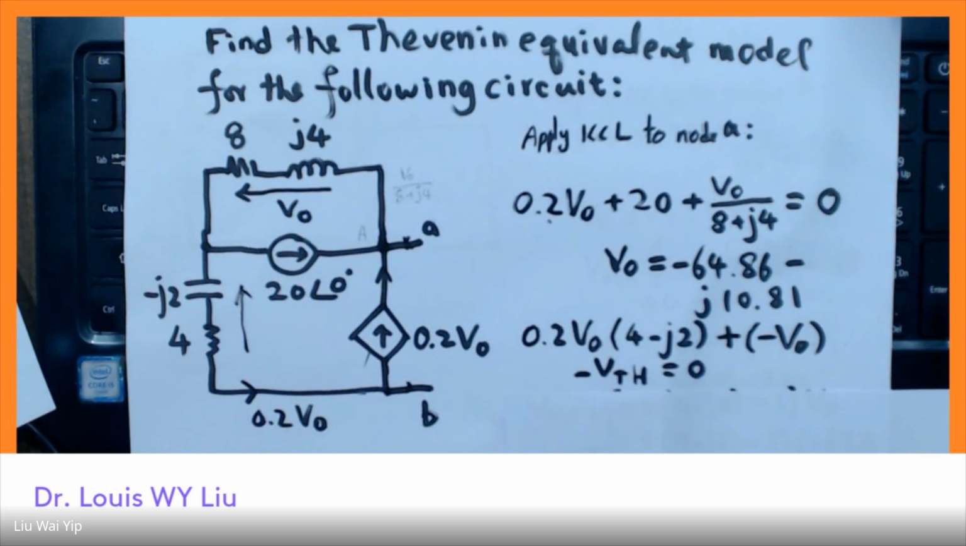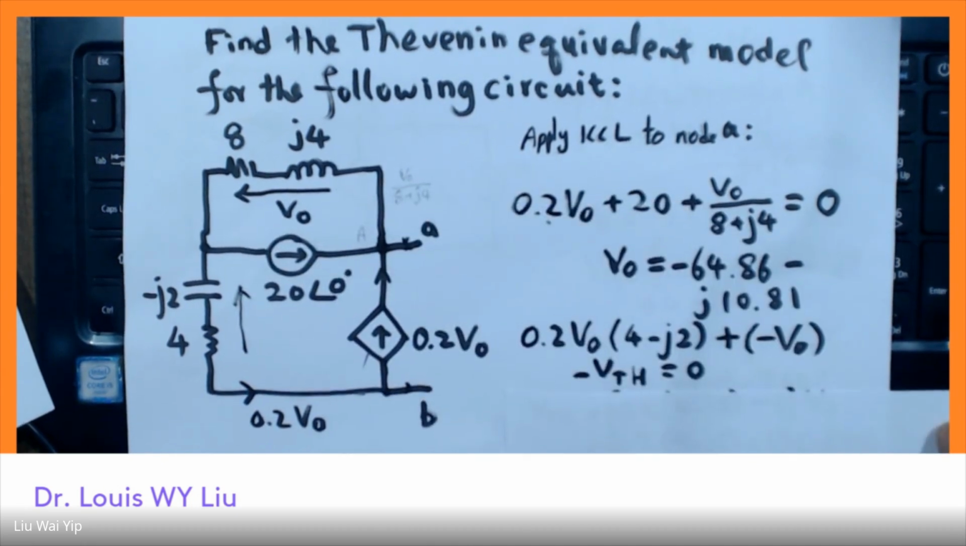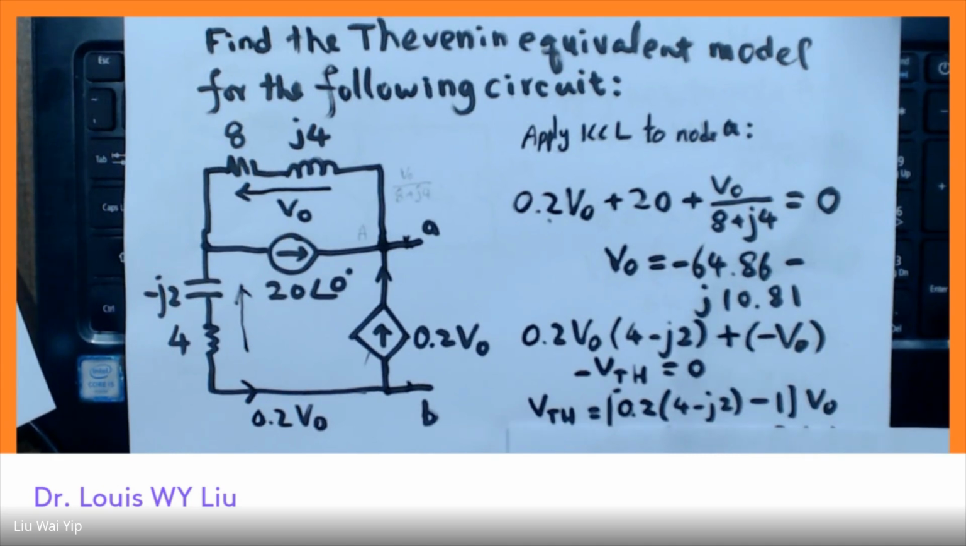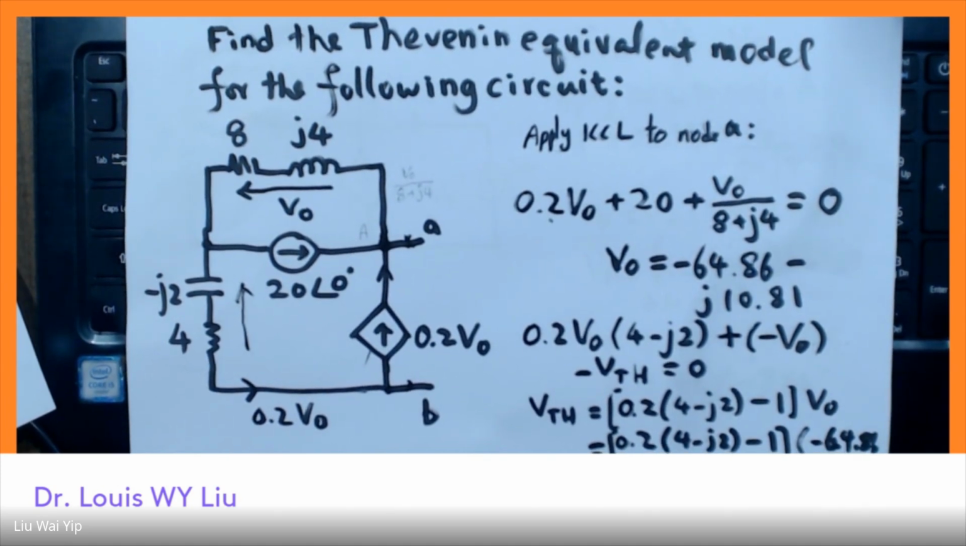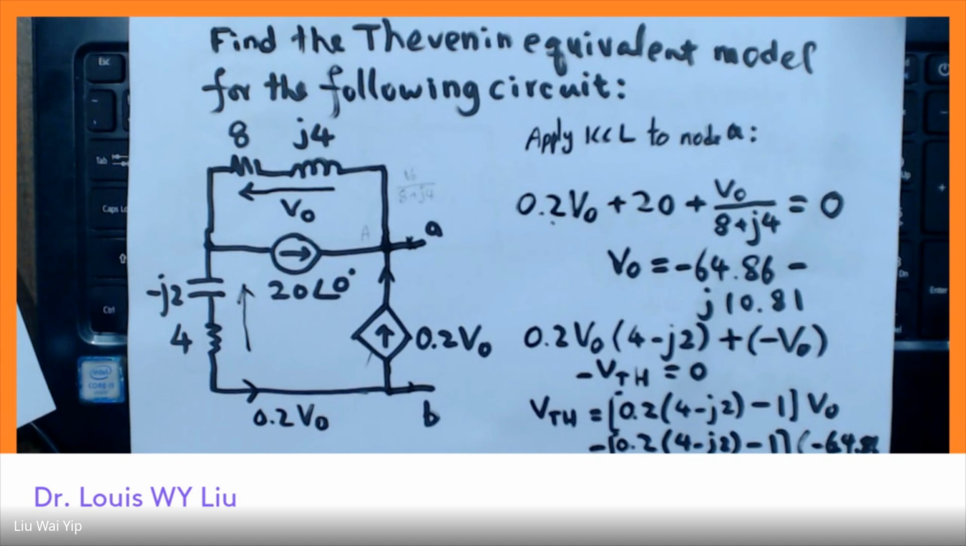So we use Kirchhoff's voltage law. And this is what we get. After some resolution, we just need to know V naught. But V naught has already been obtained from the previous step. So here we go. The final answer for the Thevenin voltage should be equal to 29.4, and then the angle is minus 107 degrees.